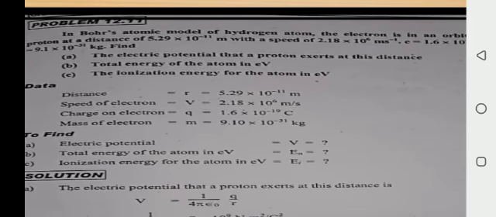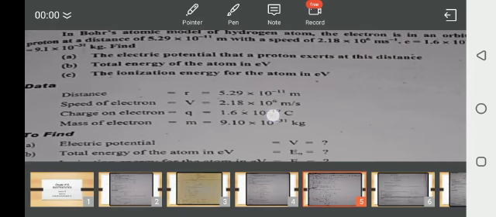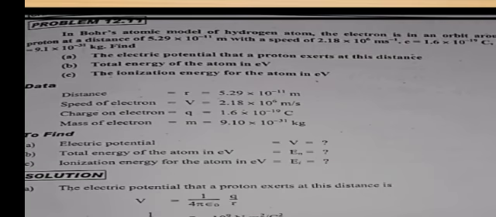Okay, so given things: distance r is given here, speed of electron is given in data, charge on electron is given, mass of electron is given here. We have to find electric potential V, total energy of atom in electron volt, and ionization energy for the atom in electron volt.